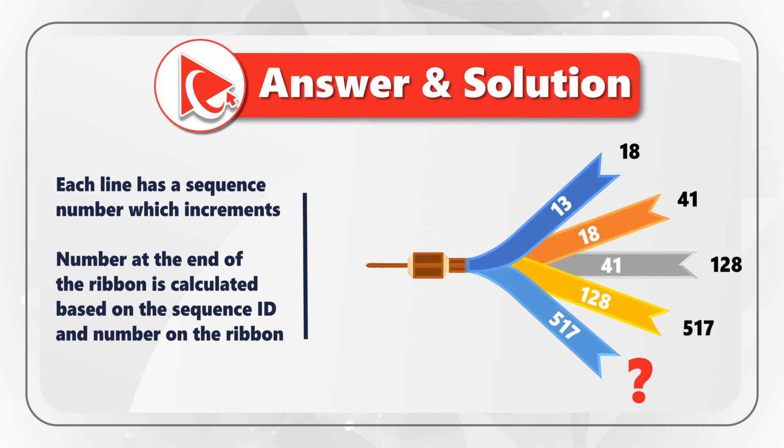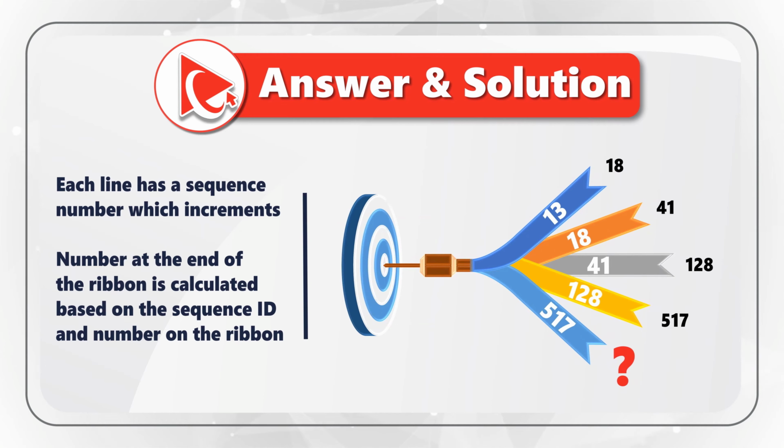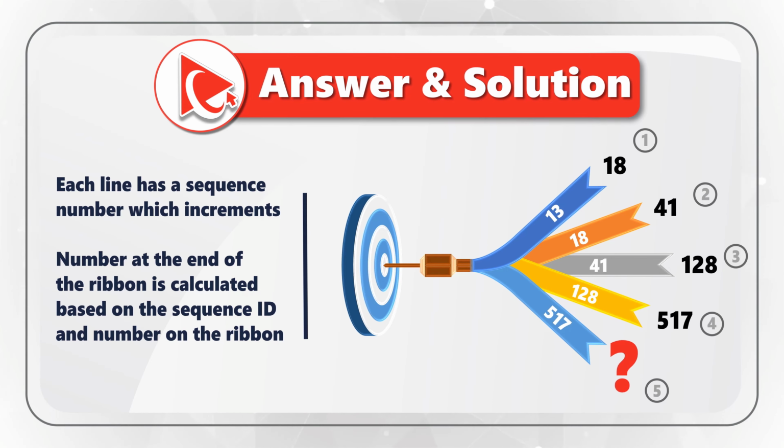Now, let's look closely at the dart we're dealing with. Our dart is unique because it has ribbons. There is a number on the ribbon, and there is a calculated number at the end of the ribbon. To complete the calculations, let's assign each ribbon a unique number. We're dealing with ribbons 1, 2, 3, 4, and 5. And, as you might have already figured out, the number at the end of the ribbon is calculated based on the sequence ID and the number on top of the ribbon itself.